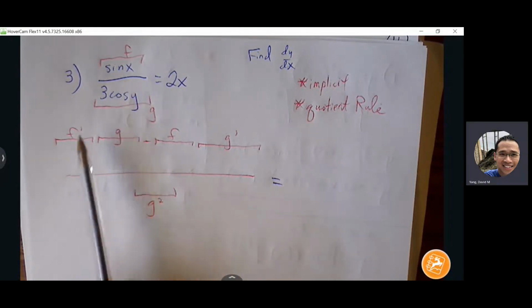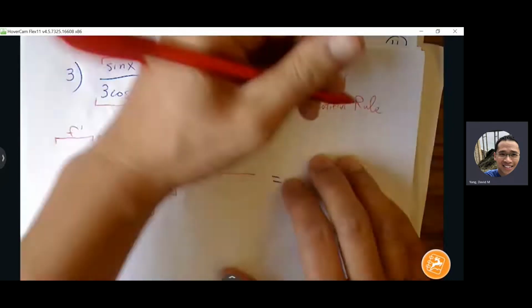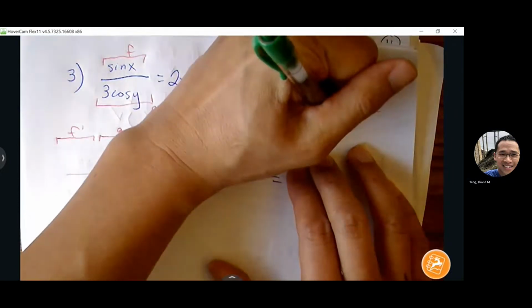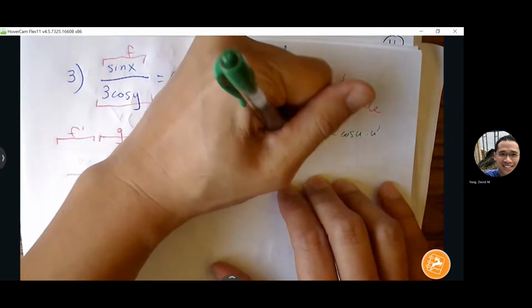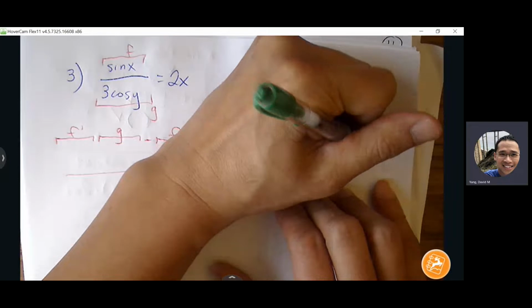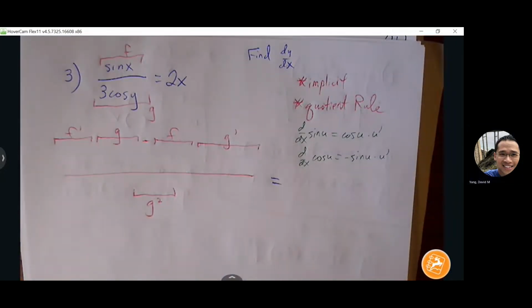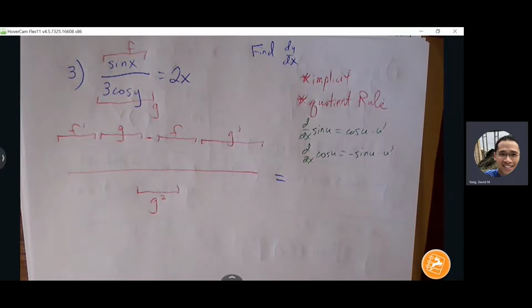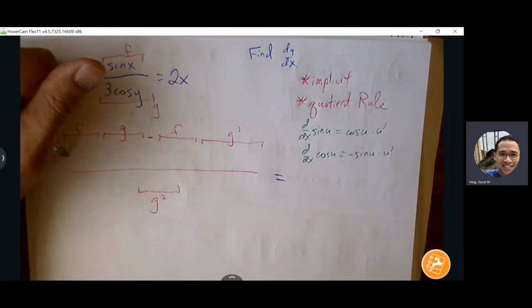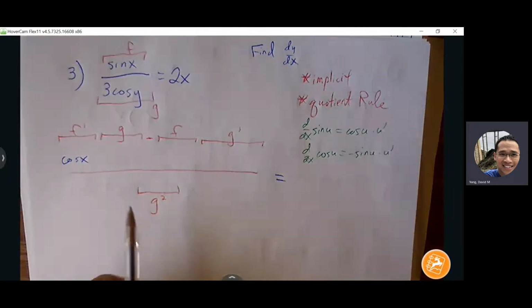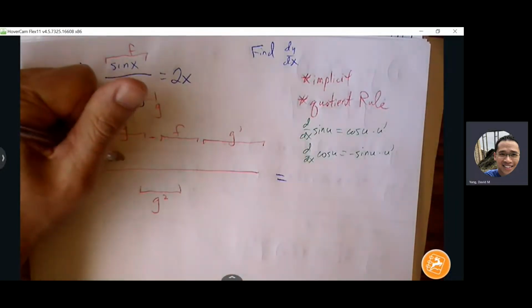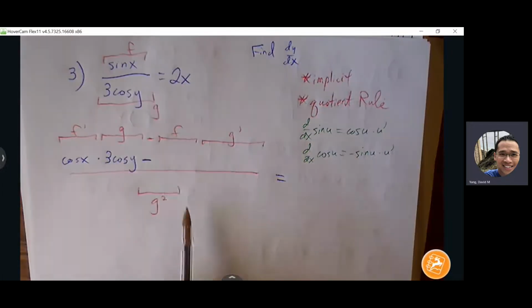Okay, one thing at a time. Sin x becomes, oh, let me write the rules that you'll be using. Okay, sin x becomes cosine x. G function. Back to f.